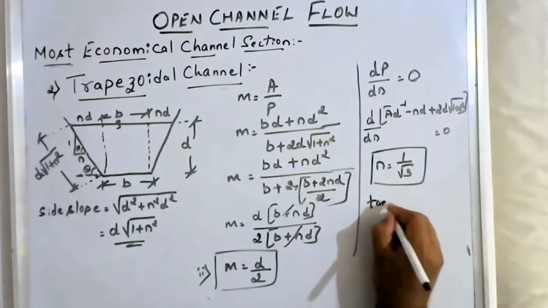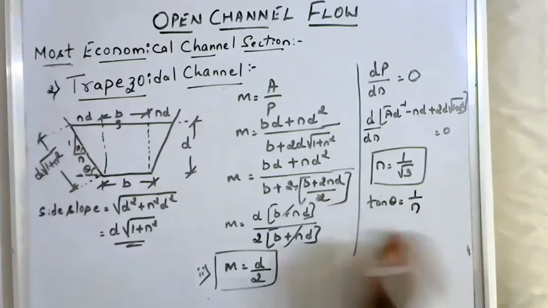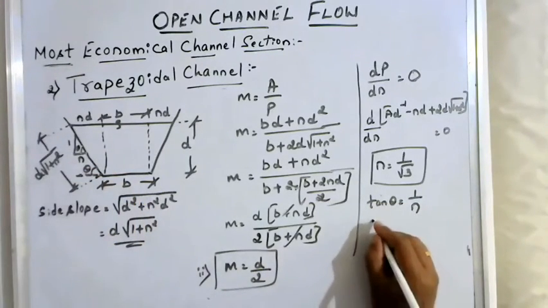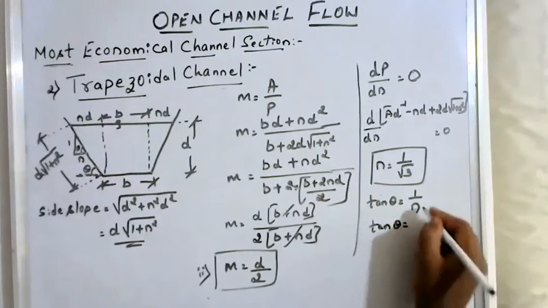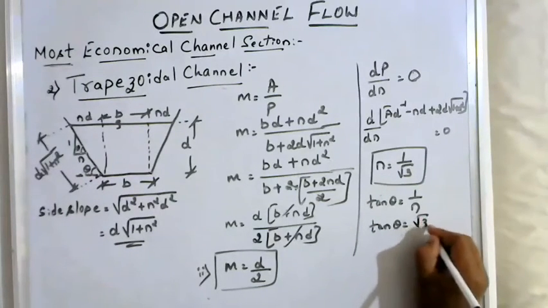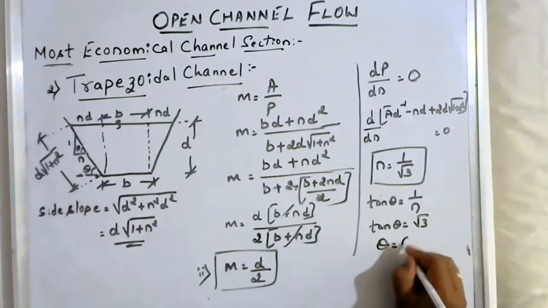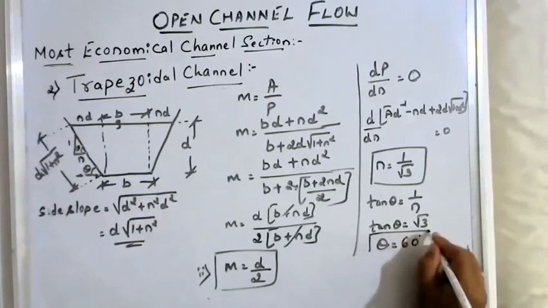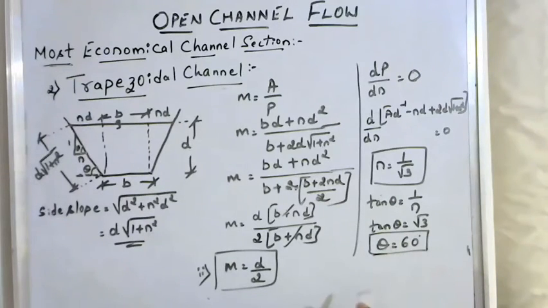Further, I can write from the sketch, tan theta is equal to opposite by adjacent. Therefore, tan theta is equal to 1 by n, which is 1 by root 3. If I take the reciprocal it becomes root 3. If you take the inverse, theta works out to be 60 degrees. So for the most economical trapezoidal section, the side slope angle should be equal to 60 degrees with respect to the horizontal. If you maintain the angle of 60 degrees, the other two conditions, that each side slope is equal to half of the top width and the hydraulic mean depth is equal to half of the depth, are satisfied. This is all about the trapezoidal section.